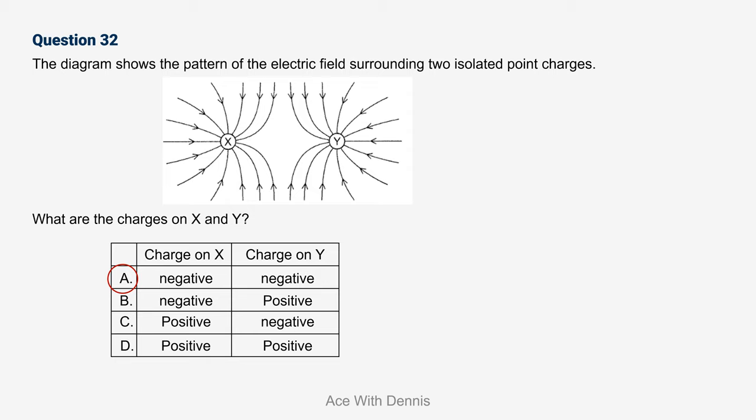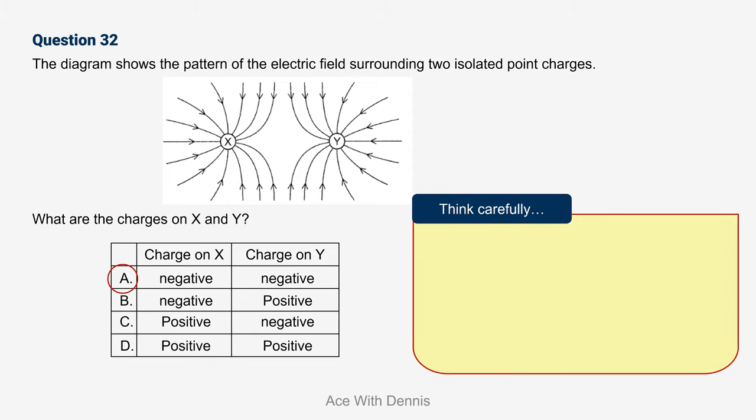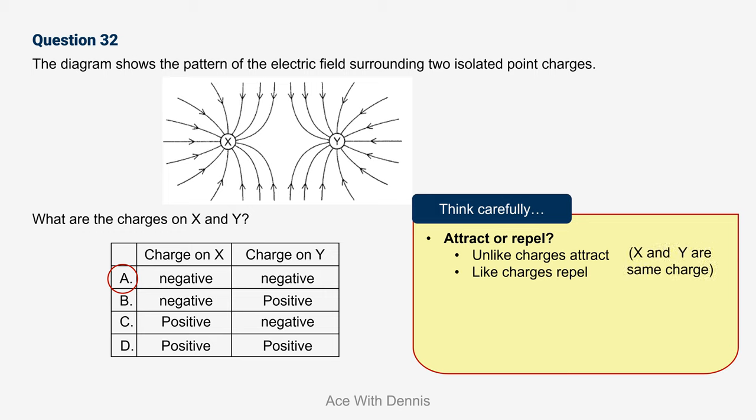To answer this question, there are two points we need to think carefully about. The first point is whether they attract or repel. We know that unlike charges attract and like charges repel. Based on the diagram, both charges repel. Hence, X and Y have the same charge. Therefore, options B and D are incorrect.